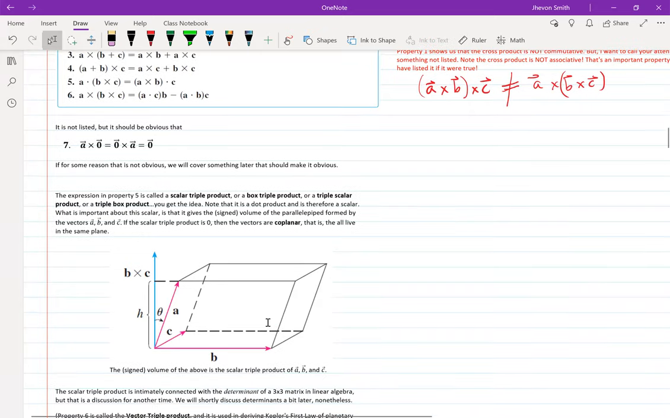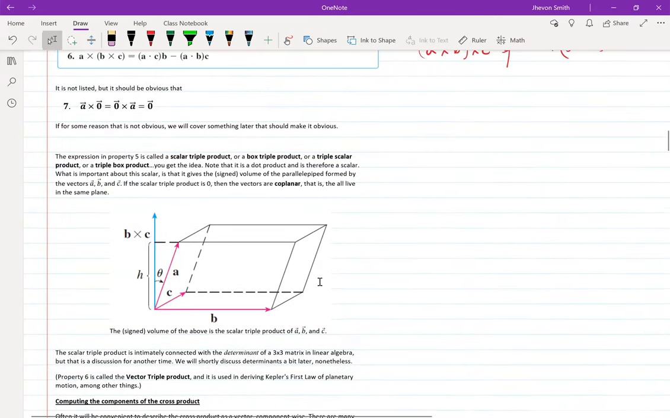Parallelepiped. I typed that word out somewhere. Where did I put it?